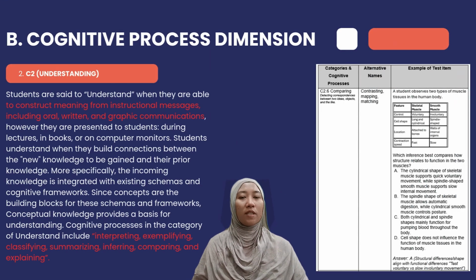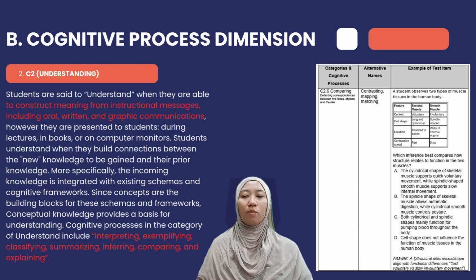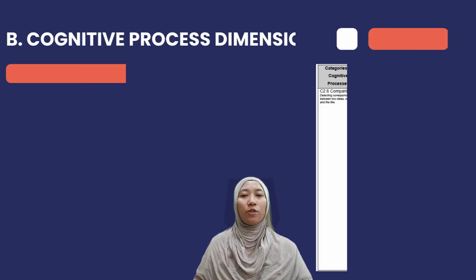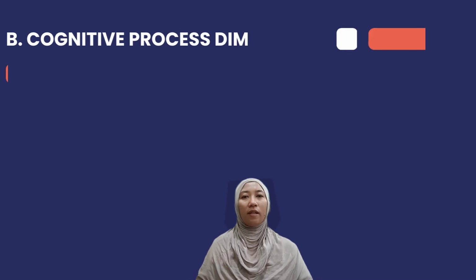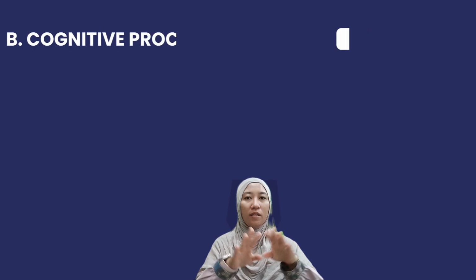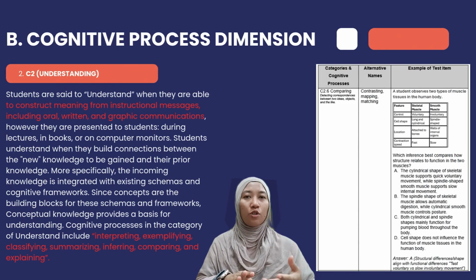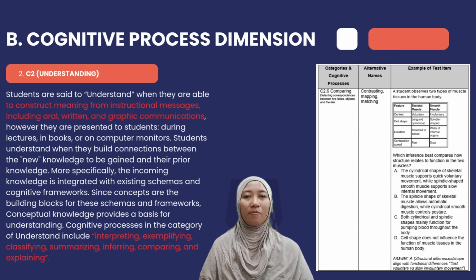Number 6 from C2, or understanding, is comparing. What is comparing? Comparing is detecting correspondences between two ideas, objects, or the like. We can also use other terms, not only comparing but also contrasting, mapping, or matching. This is an example of a test item to assess comparing. For example, the teacher presents the data in a table. In the table there are two pieces of information, and students are asked to compare them and answer what the differences are between the two.